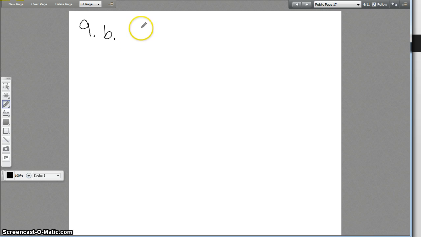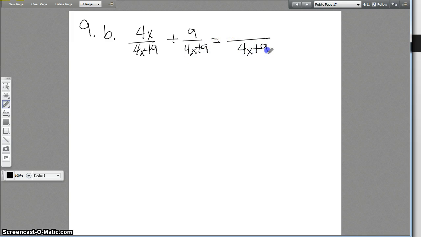So looking at part B, we have 4x over 4x + 9 plus 9 over 4x + 9. So they have a common denominator, so we can just write that down. And now we can add our numerators, 4x + 9. Well, look at that. Our numerator is the same as our denominator. That means they can cancel. And we just have 1.